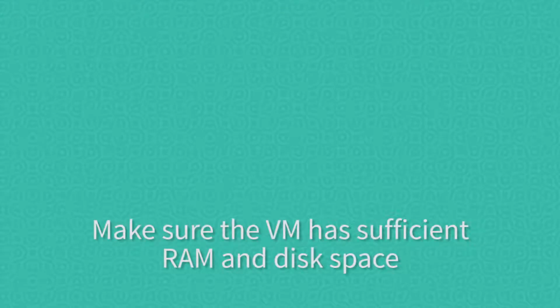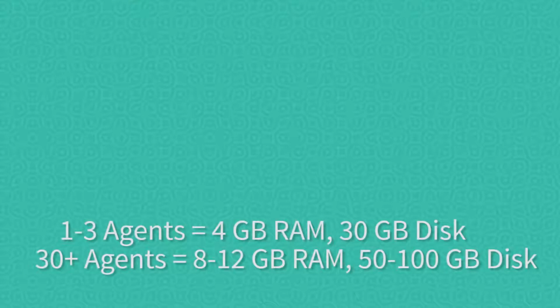Make sure that the VM has sufficient RAM and disk space. Depending on how many agents you plan to deploy, we'll need to store quite a bit of information, and that will take up some room. As a general guideline, if you plan to have 1 to 3 agents, make sure you have 4 GB of RAM and up to 30 GB of space available.